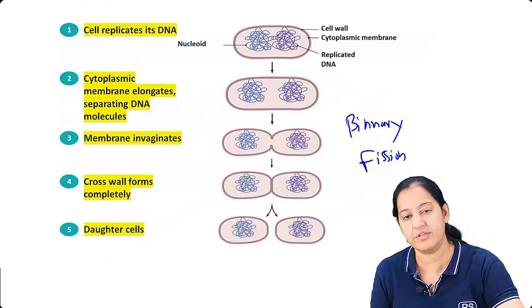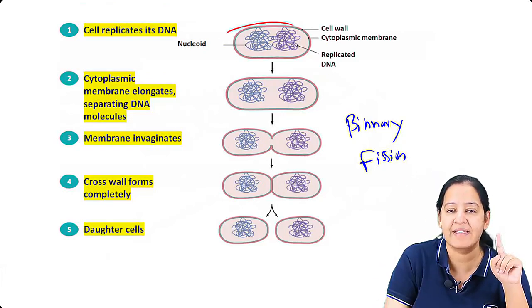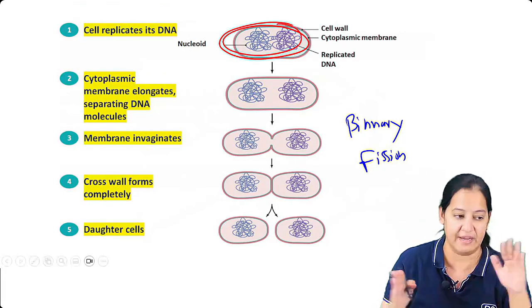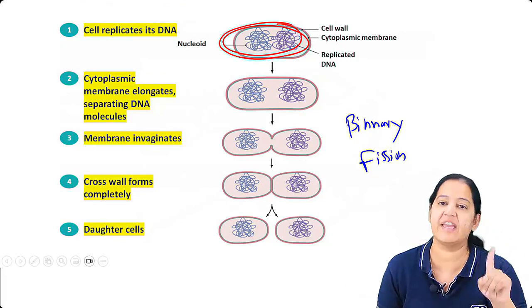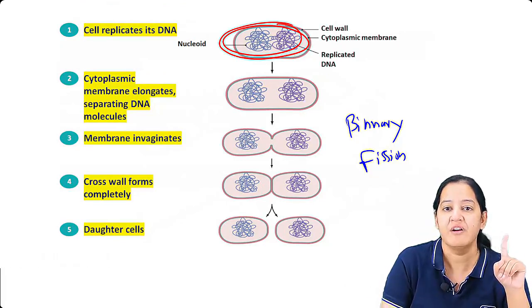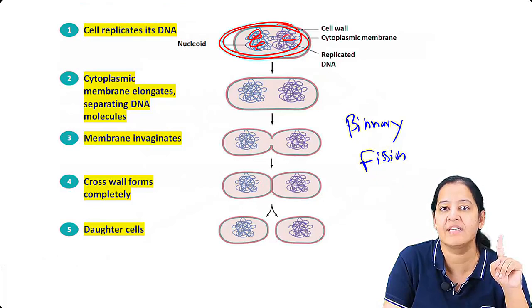Got it? Got it? So you can see this is a bacteria. It is doing the binary fission. In the binary fission, you have to learn only one question. First, nucleic acid divides into two.